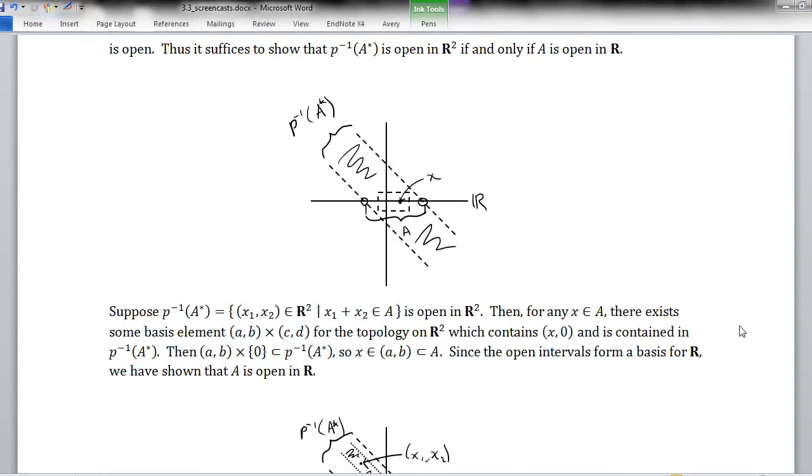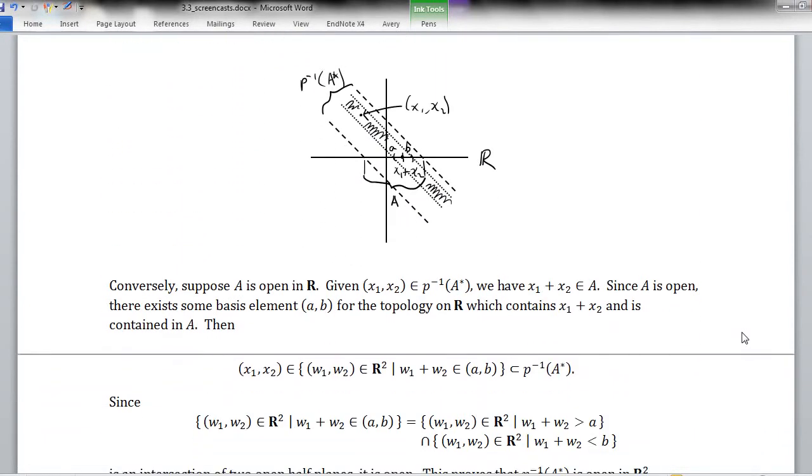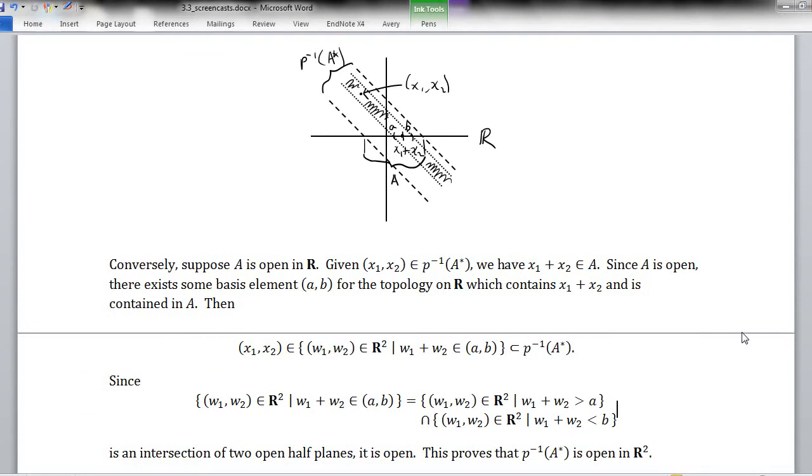Now we have to do the other direction. You're going to assume that A is open in R and prove that P inverse of A star is open in R2. So I have a similar diagram here. A, I'm sort of representing on the horizontal axis again. Suppose it's open. Take any point (x1, x2) in the diagonal strip P inverse of A star.